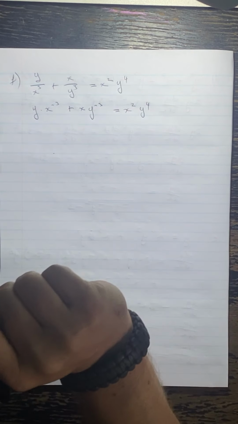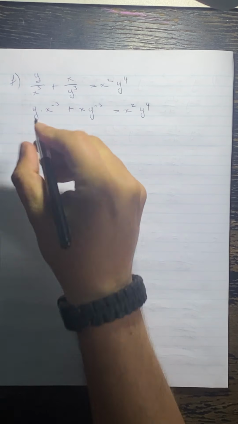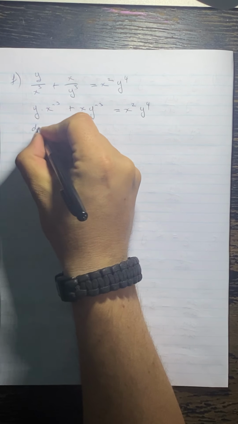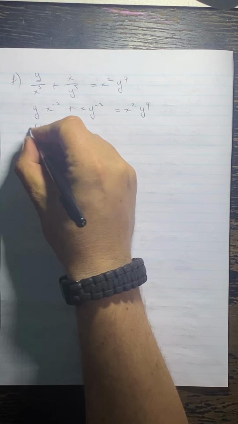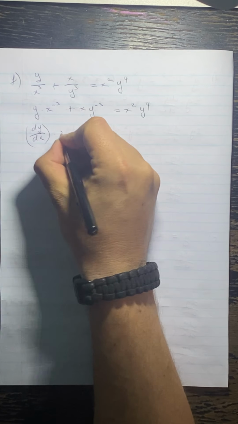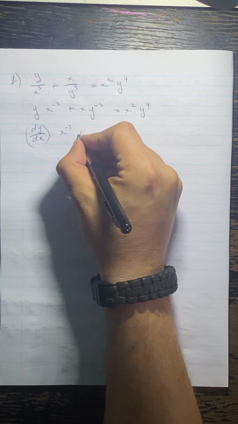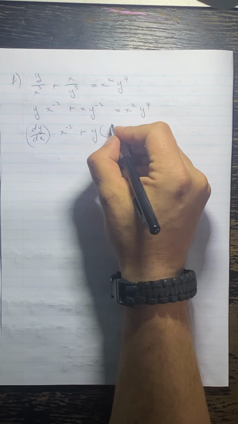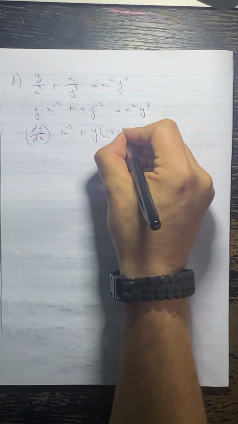Right, now I can just use the product rule right throughout. So this first one, differentiate the first, we get dy/dx multiplied by x to the minus 3, then plus y, differentiate the second, minus 3x to the minus 4.